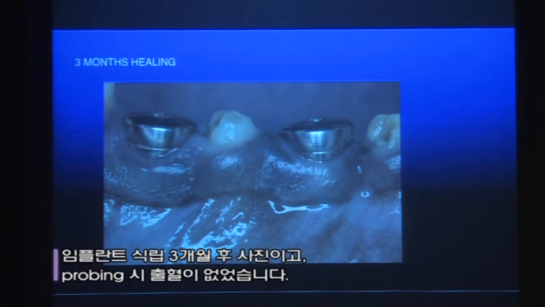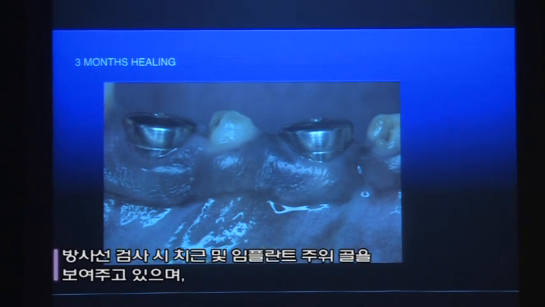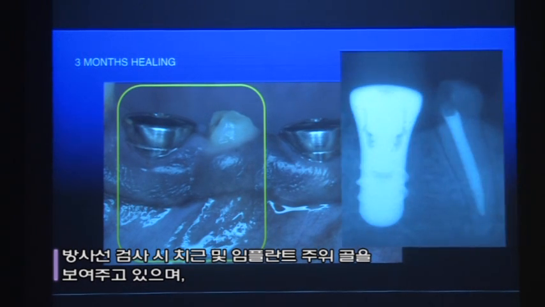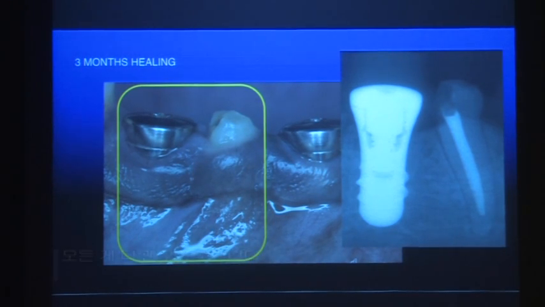This is the implant side after 3 months of healing. And when we probe around here, we can see no bleeding on probing. So we take a radiograph of this particular area, and in this radiograph we can see bone both around the tooth and around the implant. And osseointegration is as perfect as we can anticipate to be observed in the radiograph. So everything looks fine.